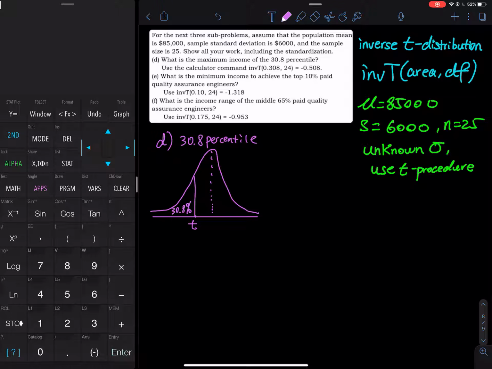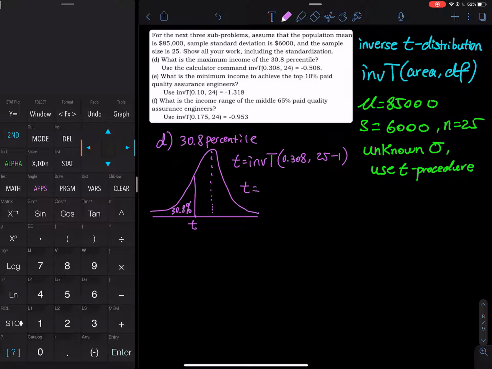So 30.8%, just like Q1 in the box plot. Q1 is the first 25% of the probability, and 30.8 is the first 30.8% in the curve. That means the 30.8% is on the left hand side. First you have to use the inverse T to find the corresponding T value. So you do inverse T, and then 0.308, and the degree of freedom is 25 minus 1.